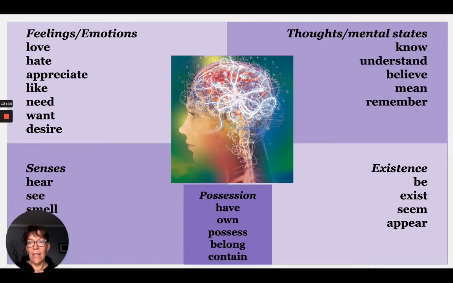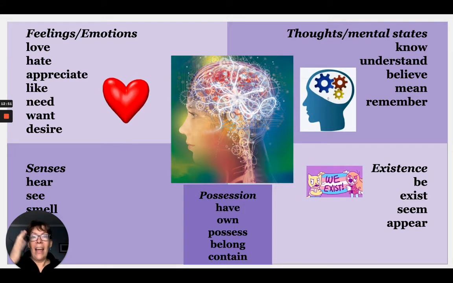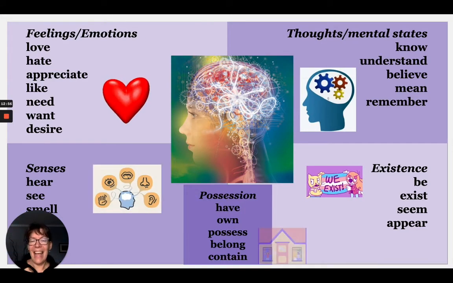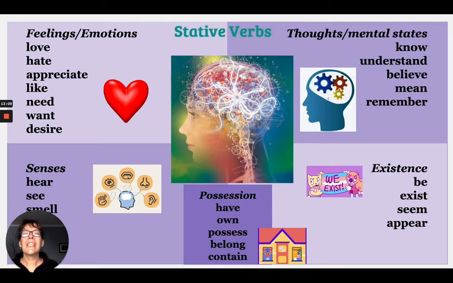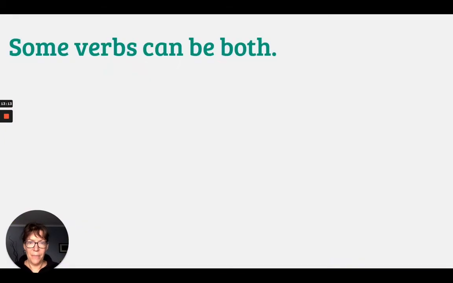Okay, we can think of these as, boom, boom, your heart and your brain, and your existence, your senses, and your possessions. All of these do not take the progressive, right? Maybe take a screenshot of this so you can remember, put it on your wall. Okay, these are the stative verbs. Simple, not progressive.